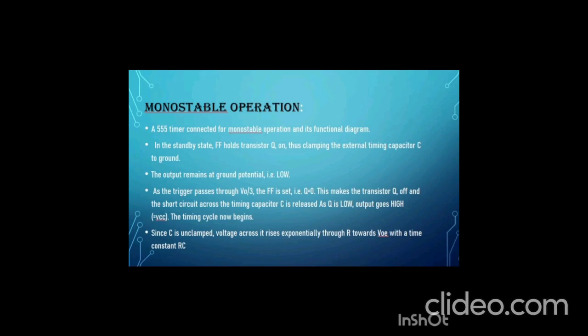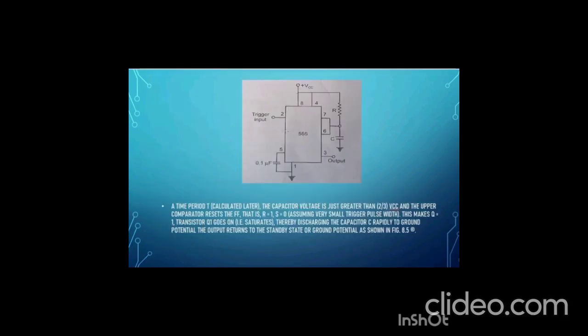The timing cycle now begins. Since C is unclamped, the voltage across it rises exponentially toward VCC with a time constant RC. After a time period T, the capacitor voltage is just greater than 2 by 3 VCC, and the upper comparator resets the flip-flop.